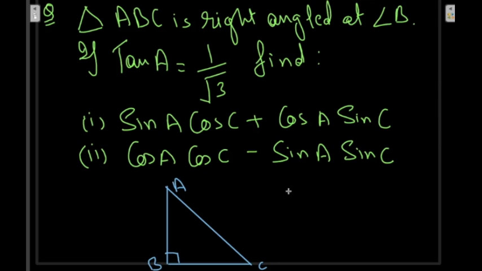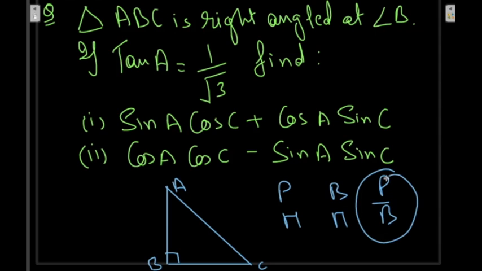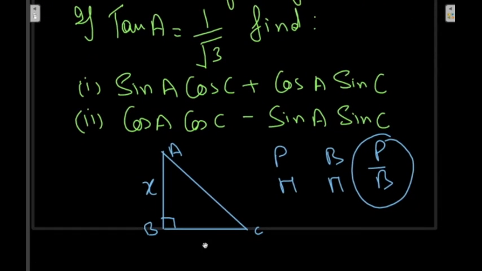Now what is tangent of A? If you remember, it's Pandit, Badri, Prashad, Har, Bole. That is perpendicular over base. So when we say the ratio of perpendicular over base, then we can assume that the constant which is getting multiplied by both perpendicular and base will be x. Hence the perpendicular is going to be x and base is going to be under root 3x. Now what is the value of AC?